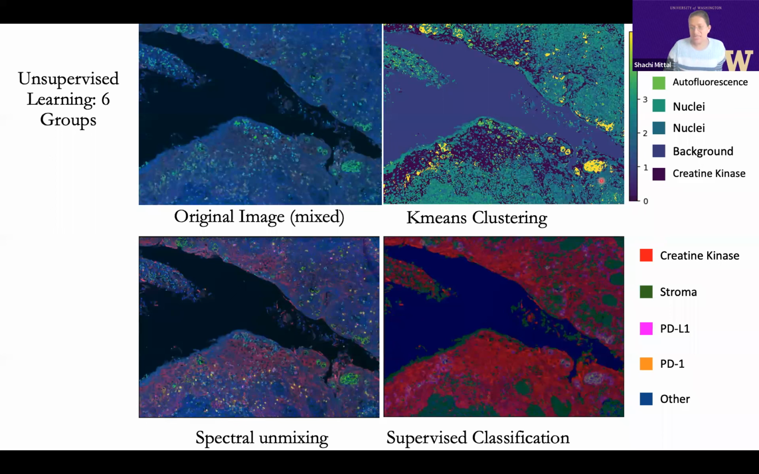And another interesting thing is that our supervised classification used this pre-processed image, whereas the k-means clustering actually used our raw data for computation.